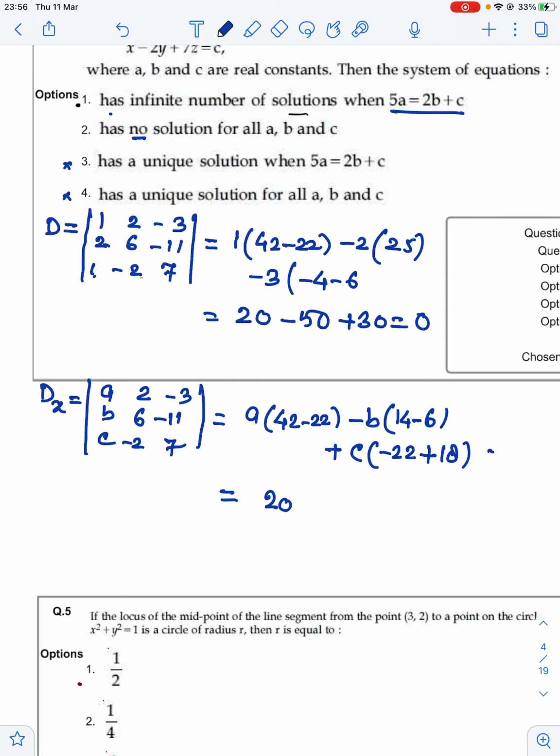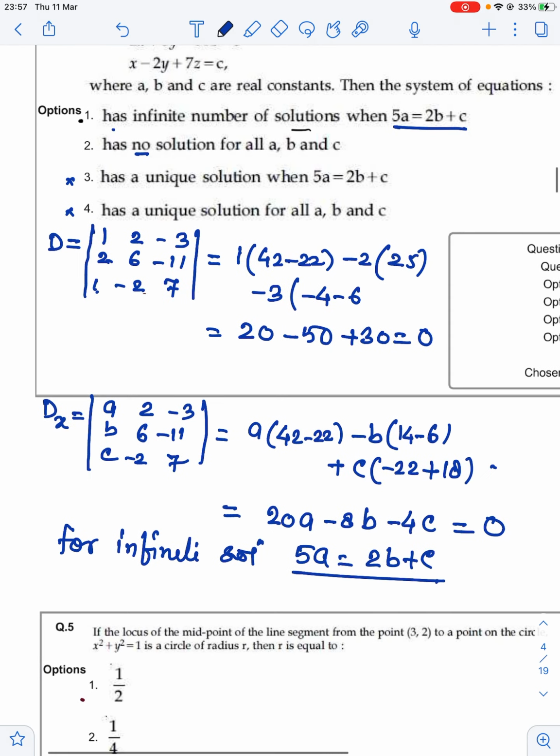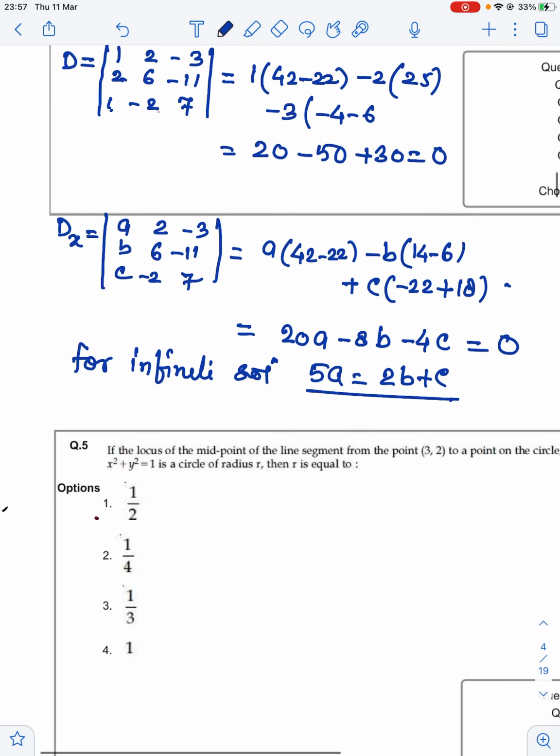This turns out to be 20a minus 8b and minus 4c. So for infinite solutions, obviously infinite is possible because D is already 0. If one of dx, dy, dz is 0, then infinite solutions are there. For infinite solutions, this has to be equal to 0. So 4 is common, so we will have 5a is equal to 2b plus c, directly indicating the first option.